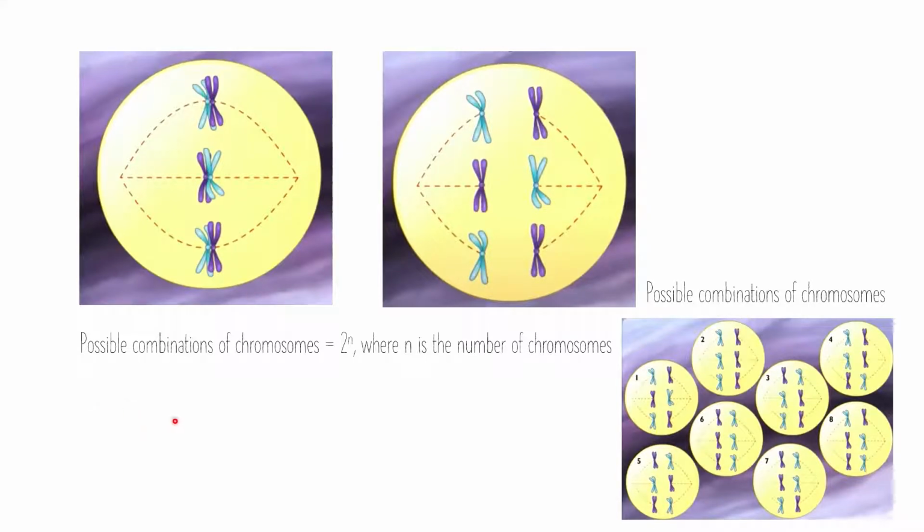So the number of possible combinations of chromosomes, so we can see here the number of possible combinations of chromosomes depending on orientation. It's dependent on how many chromosomes there are, but there is a simple formula right here. It's just 2^n, and n is the number of bivalents. So here we've got 1, 2, 3.